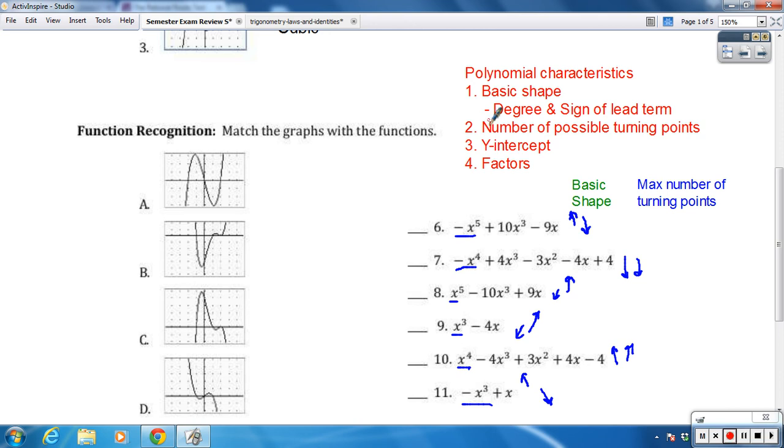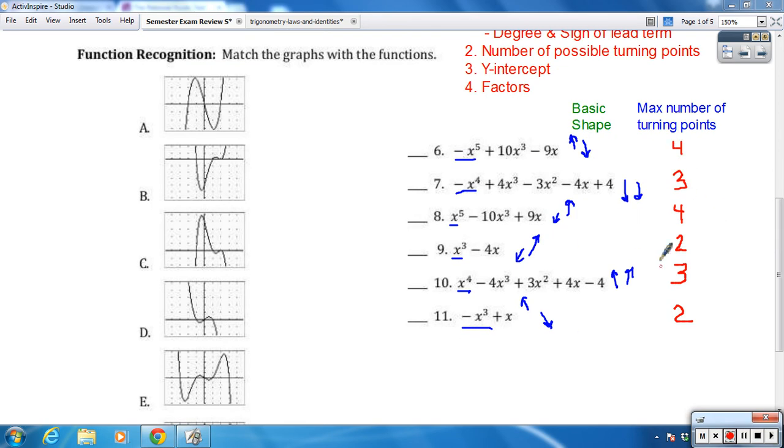The next thing that we want to look at in order to be able to determine which of these graphs are going to match the equations is the number of possible turning points. Turning points, the maximum you can have is going to be one less than your degree. So if I have a degree of 5, then at most I'm going to have 4 turning points. It doesn't mean I will have 4 turning points, but I could have up to. So if I have a degree of 4, I could have up to 3 turning points. Okay, so let's list out our turning points.